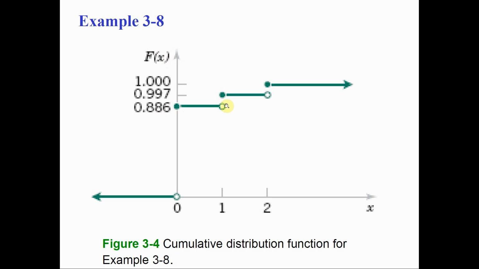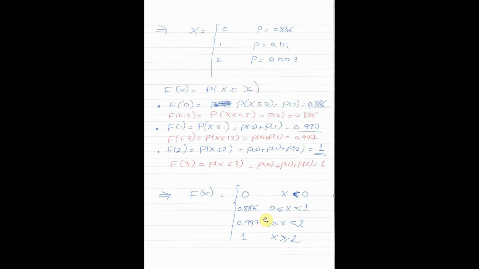That's why we have an open circle here. So at 0, we had an open circle for the values before, and at 0 itself, we have a closed circle, which means the function value at 0 is this and not that. But before 0, it was just 0. We have an open circle here because at 1, we have a new value. We go up to 0.997 here.